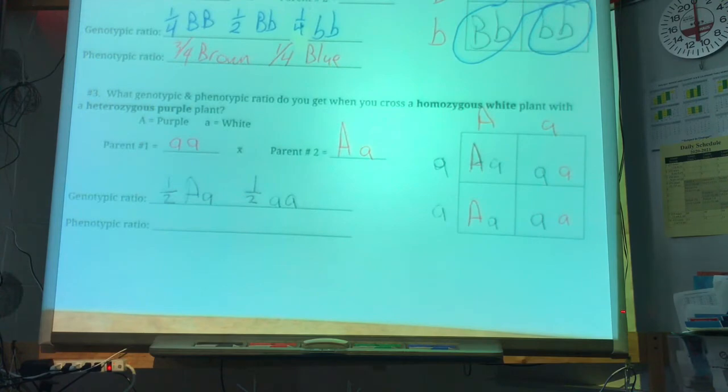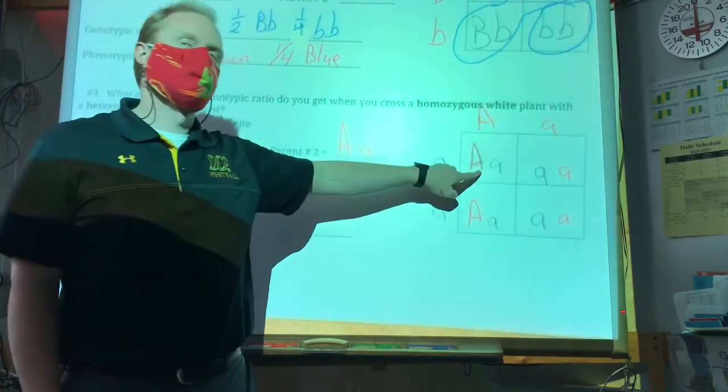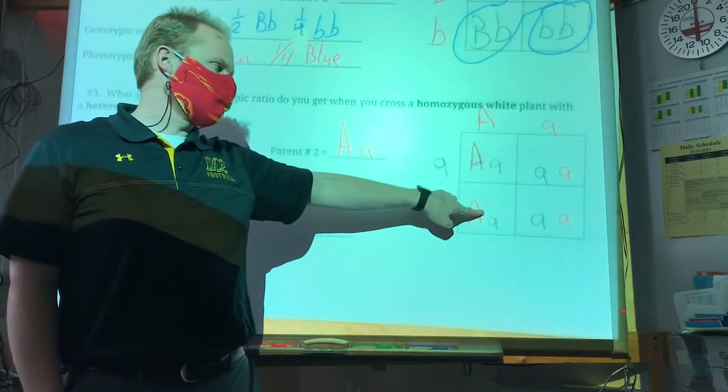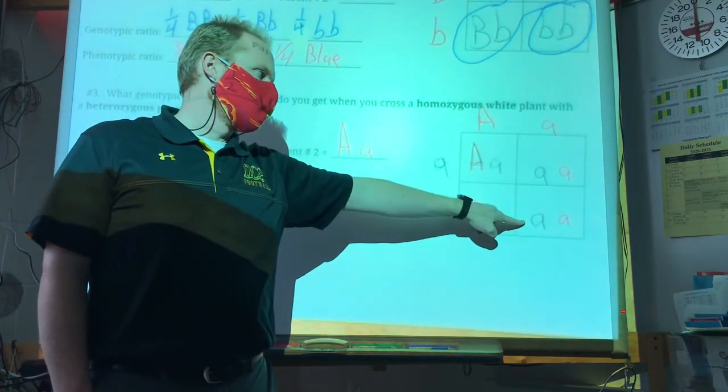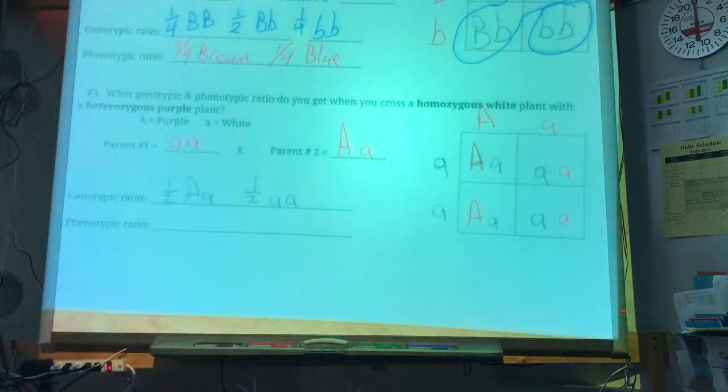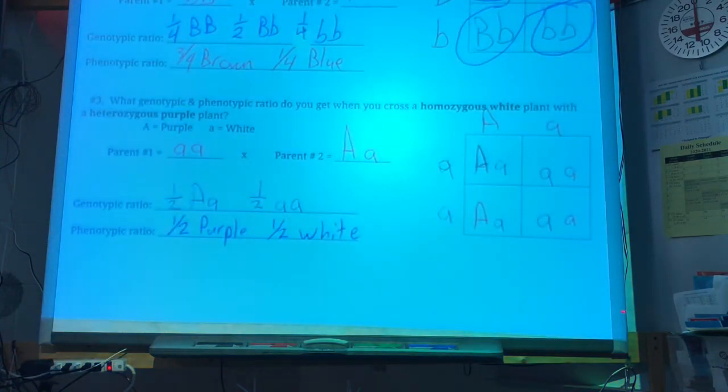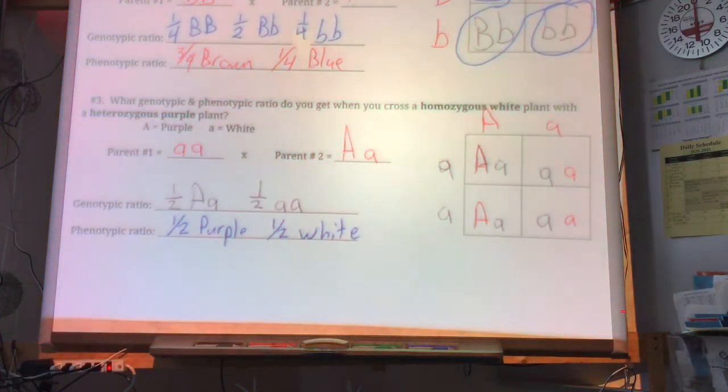Purple versus white. What color is this one? Purple. What about this? Purple. What about this? White. White. Okay, so of these 4, how many are going to be purple? How do they physically look? We're going to have half, or 2 out of the 4 are going to be purple. And of the 4, half, or 2 out of 4 are going to be white.